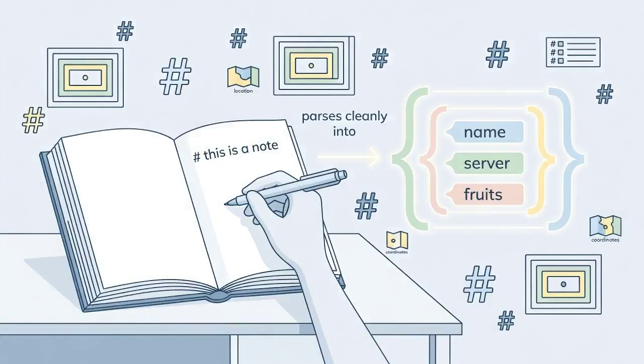And here's the big payoff. Because TOML structure is so regular, it maps directly onto a hash table. Brackets become nested maps, keys become keys, and arrays become lists. One config file, one in-memory data structure, zero ambiguity.